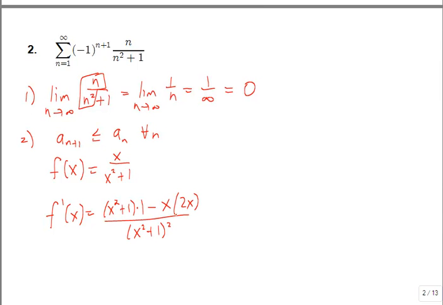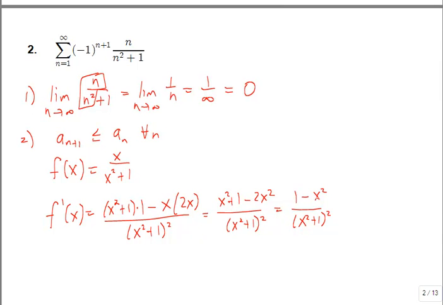So when I simplify this, this is going to become x squared plus 1 minus 2x squared over x squared plus 1 quantity squared, and this becomes 1 minus x squared over x squared plus 1 quantity squared. Now remember, we're looking at n's, or in this case x's, that start at 1 and go to infinity. So if x is 1, then this is going to be 0.